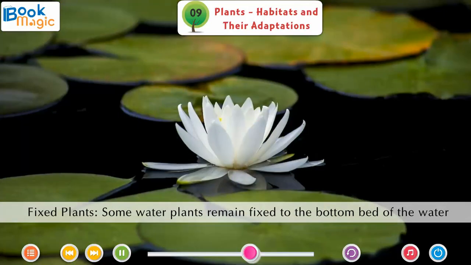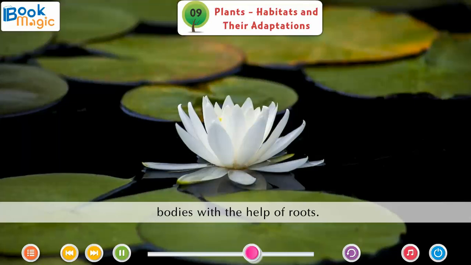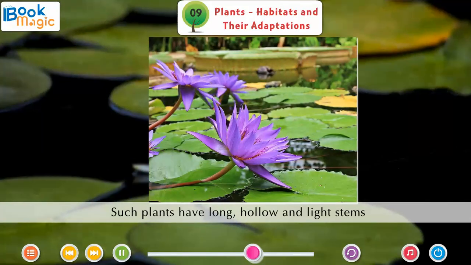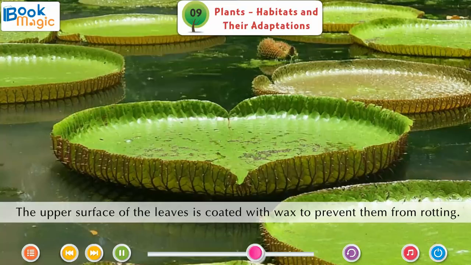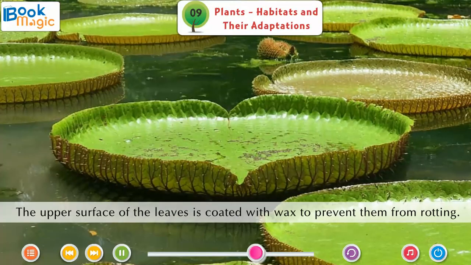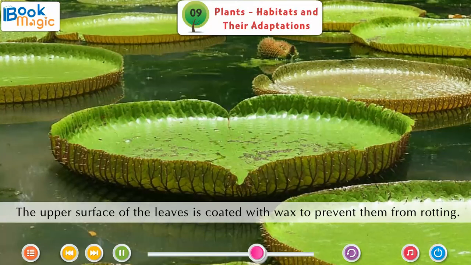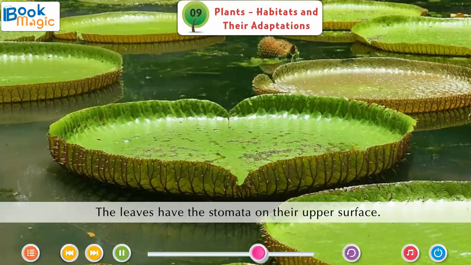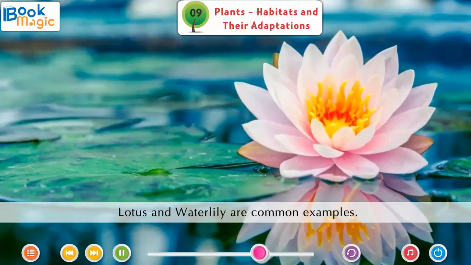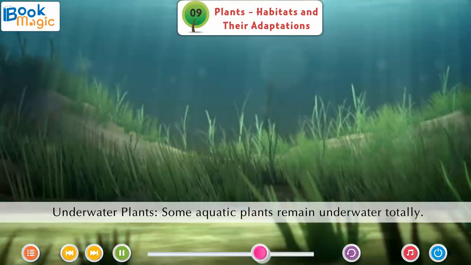Fixed plants. Some water plants remain fixed to the bottom bed of the water bodies with the help of roots. Such plants have long, hollow, and light stems that keep the leaves and flowers of the plant afloat. The upper surface of the leaves is coated with wax to prevent them from rotting. The leaves have the stomata on the upper surface. Lotus and water lily are common examples.